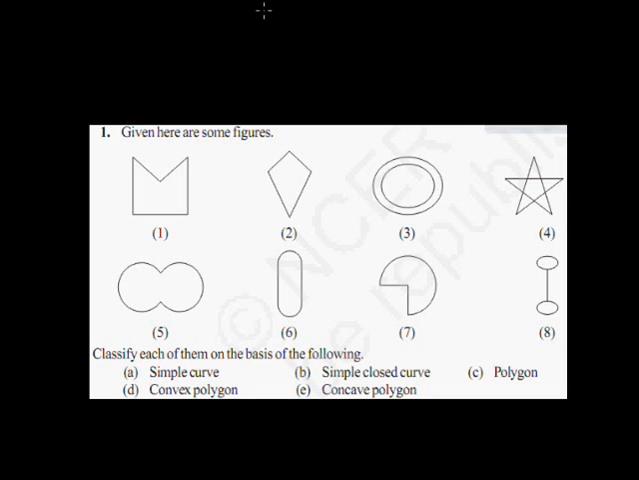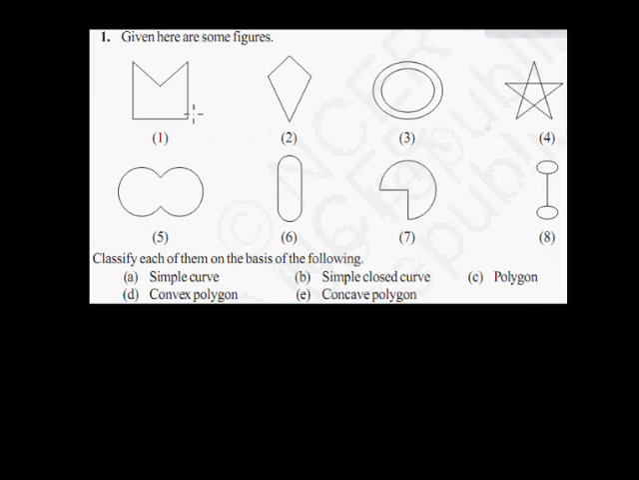Good morning, class. Today we will continue exercise 3.1 of understanding quadrilaterals. Okay, so the first question of the exercise: some figures are given to us and we have to classify each of the figures on the basis of the following: simple curve, simple closed curve, polygon, convex polygon and concave polygon. So if we see the first figure, I can classify the first figure as the simple curve, that is A.